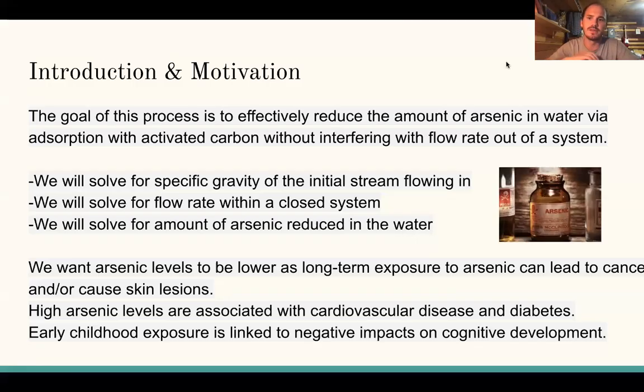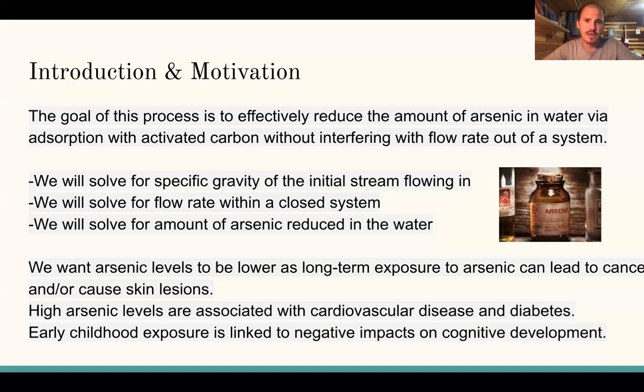So what is the goal and motivation? The goal of this entire project is to have potable drinking water for everyone, reducing the amount of arsenic that is found in water. Arsenic can lead to cancer, skin lesions. It's terrible for cardiovascular disease. People can get diabetes. It's linked to negative impacts on cognitive development for kids.